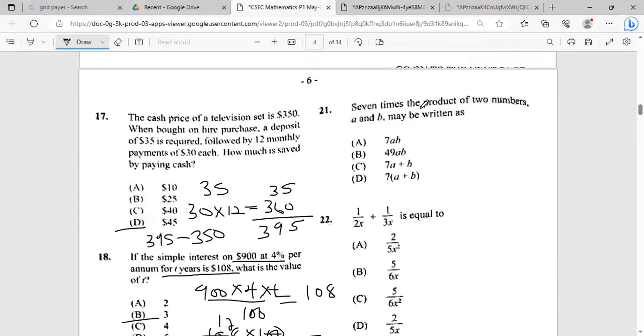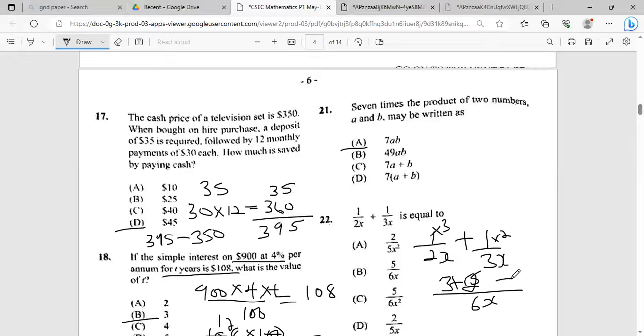7 times the product of two numbers, A and B, may be written as, and that is A. That is straightforward. This now, we find our LCM. Guys, most of the time you see this, it comes out on every paper. This is everywhere. So you find the LCM, which is 6x, 2x into that leaves 3. And then we add 3 to the 2. Of course, we're going to get 5 over 6x. So that's our B.